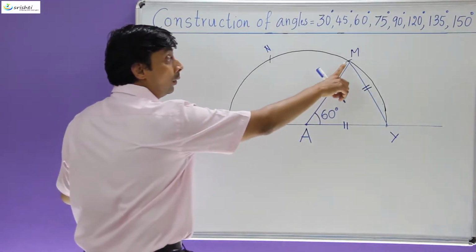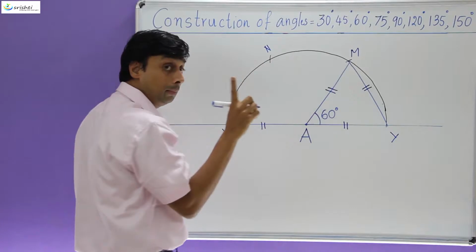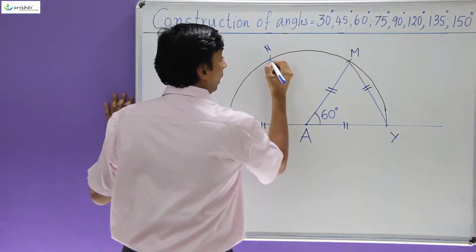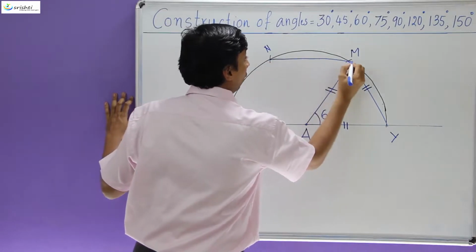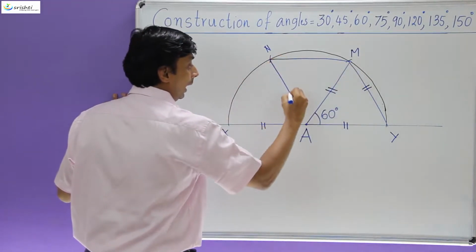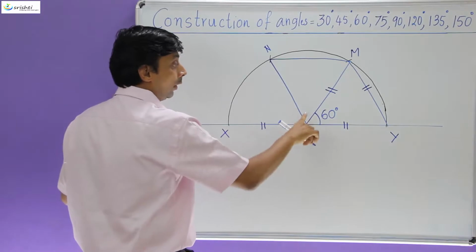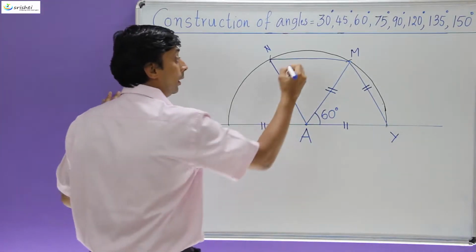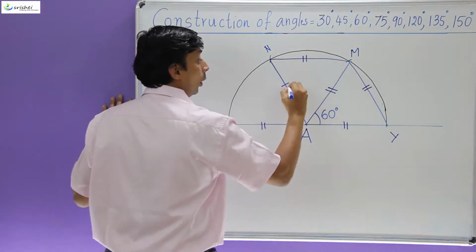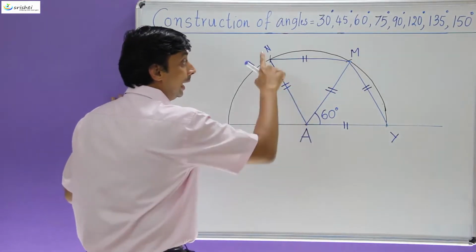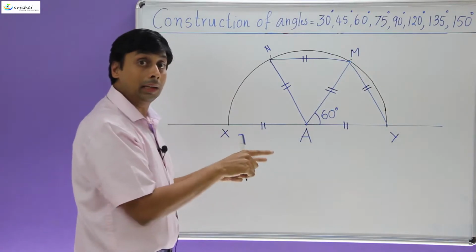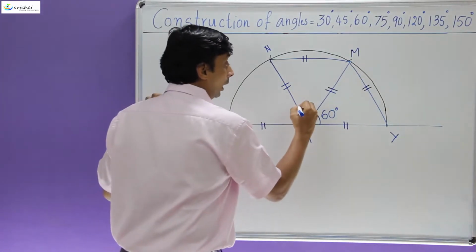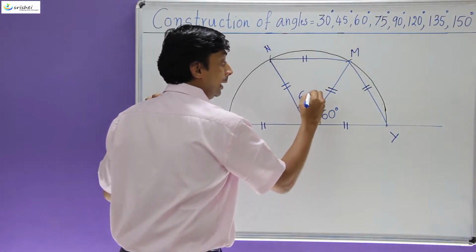Then what did we do? From the point M, with the same rounder measurement, we did not change the rounder measurement, we marked the point N. So if I join M and N and A and N, again over here the measurements remain exactly the same as the radius of the semicircle. So all these three measurements are also equal. Again, triangle ANM is also an equilateral triangle because all the three sides are equal. So again the angle over here is also 60 degrees.